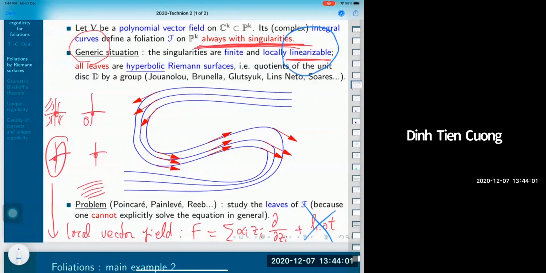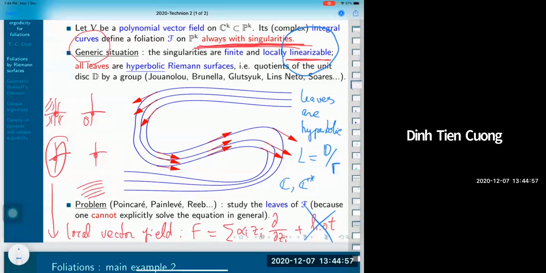And also the leaves are hyperbolic, in the sense that every leaf is a quotient of the disk by a group, by the Riemann uniformization theorem. You quotient the unit disk by some discrete group of automorphisms, then you have a leaf. So you don't have something like a C or C star or an elliptic curve. In a generic situation, all leaves are hyperbolic. This is due to the work by Jean-Loulou, Brunella, Grussuk, Disnetos, Suarez, and many people.